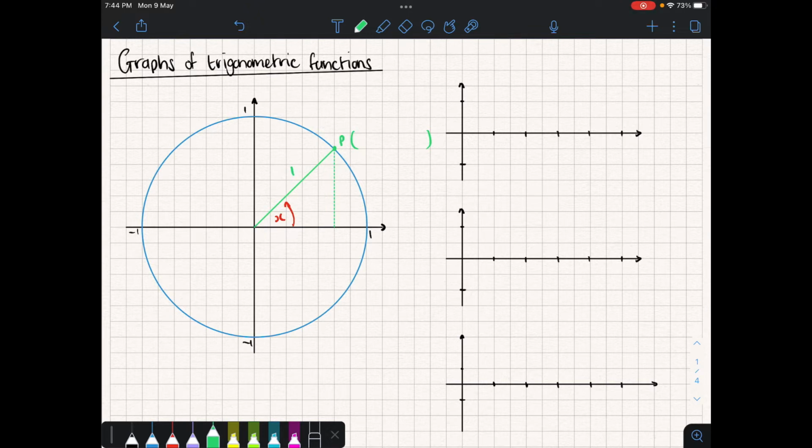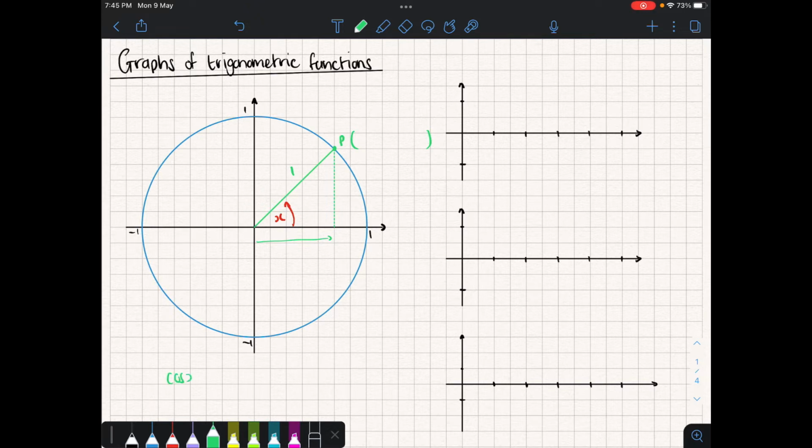Now, if we could determine this length over here, then we could determine what the x-coordinate is, because it's from the origin to this point. The x-coordinate would be the length of this line. If we can determine the length of this side, we can then determine the x-coordinate of this point. This side happens to be the adjacent side to angle x, and we know the hypotenuse, and we know a ratio for adjacent on hypotenuse.